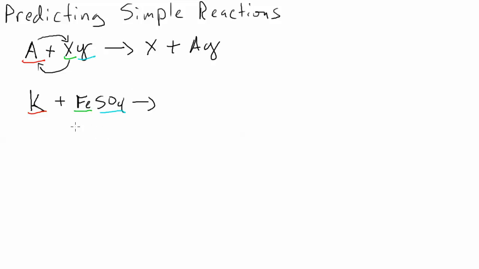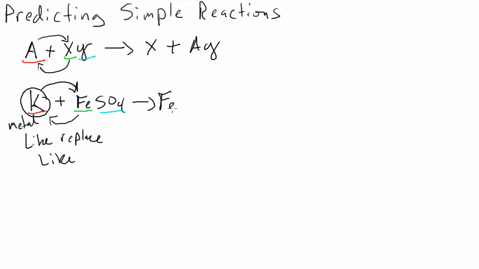And so the most important thing to remember for this pattern is that like will replace like. So potassium, the lone element, is a metal, so it's going to take the place of the metal in the compound, and the metal in this compound is iron. So potassium is going to take the place of the iron, and the iron is going to get kicked out and be all by itself. So you're going to get iron by itself and potassium sulfate. Notice I put a little 2 there. You should be able to figure out why that 2 is there by now. And that's basically how it works.